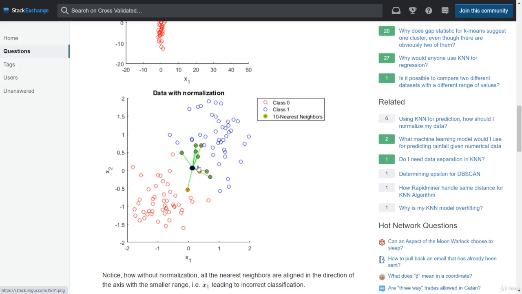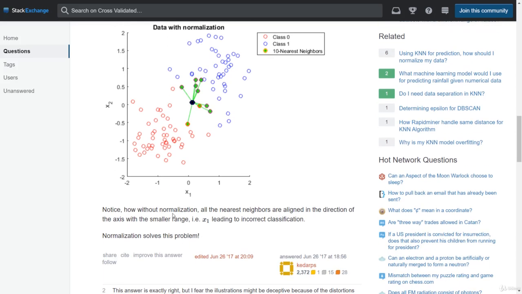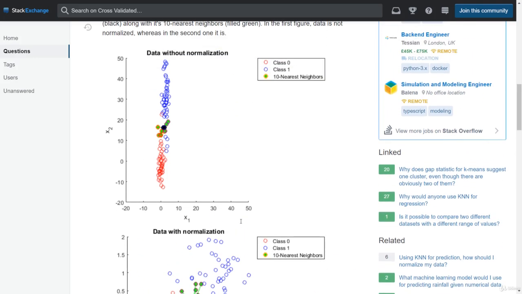So this is data without normalization, and this is data with normalization. Okay, so as you can see, notice how without normalization all the nearest neighbors are aligned in the direction of the axis with a smaller range, leading to incorrect classification. So if we look here, you will see that here we have two features, right? And without normalization, the range of x1 is from 0 to 3, right, or 4, while the range of x2 is from negative 15 to nearly 50, okay?